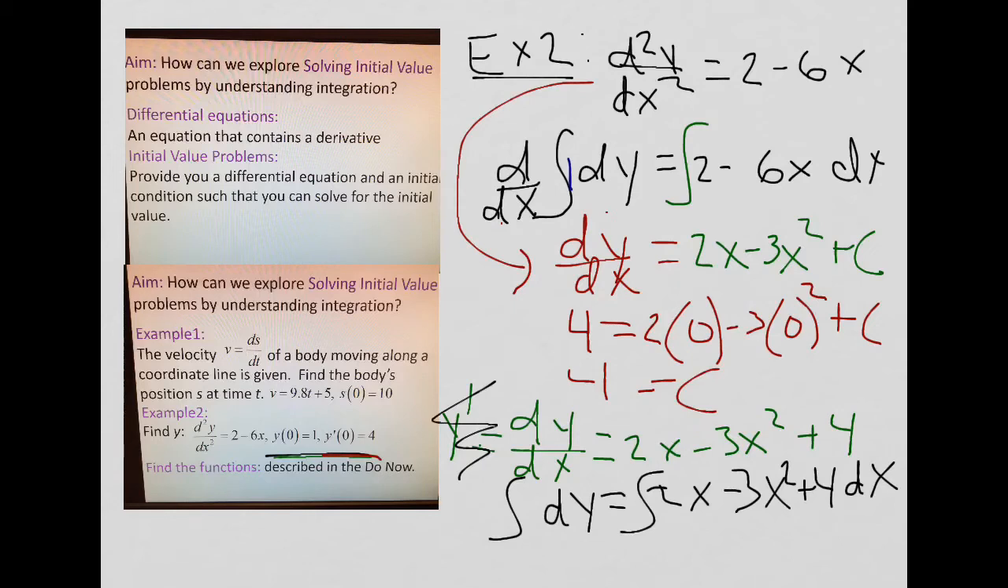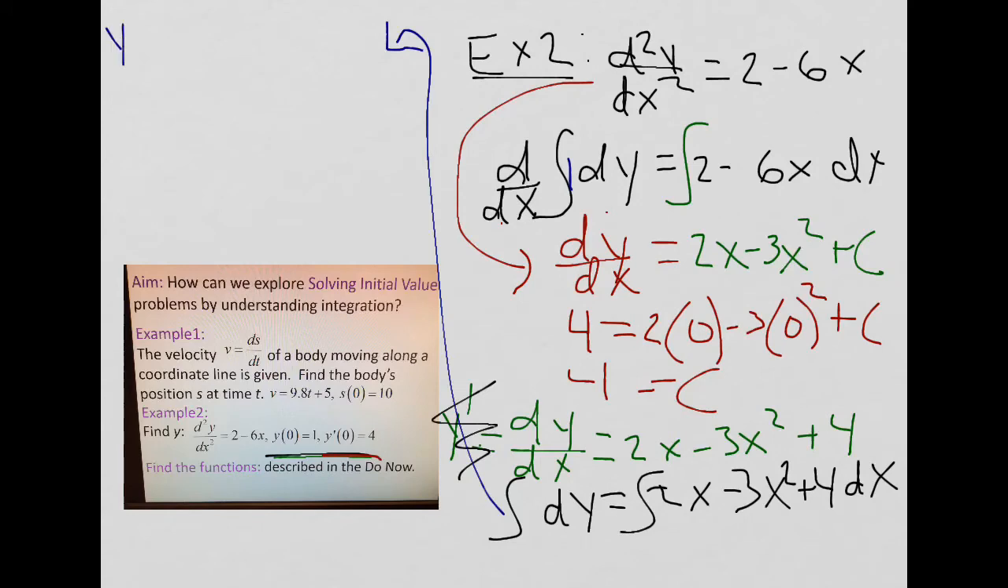So I ran out of room. I'm going to have to erase this slide here. So y becomes x squared minus x cubed plus 4x plus c.